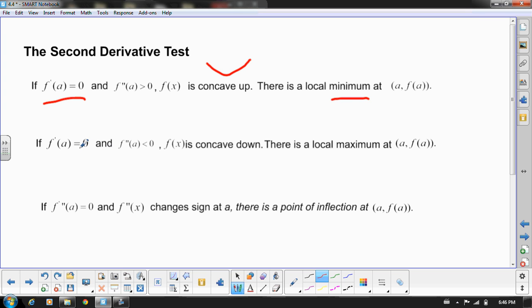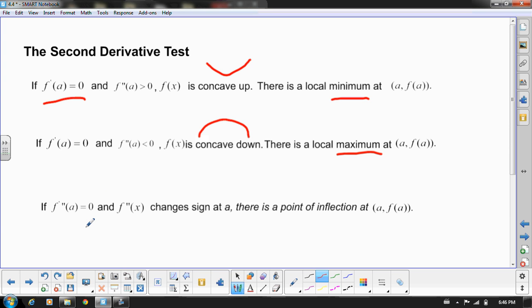If you take that 0 and you substitute into the second derivative and it's less than 0, that means it's concave down. So if it's concave down and has curvature that's down, then we say that that's a local maximum. Now let's say we find that value where it equals 0.